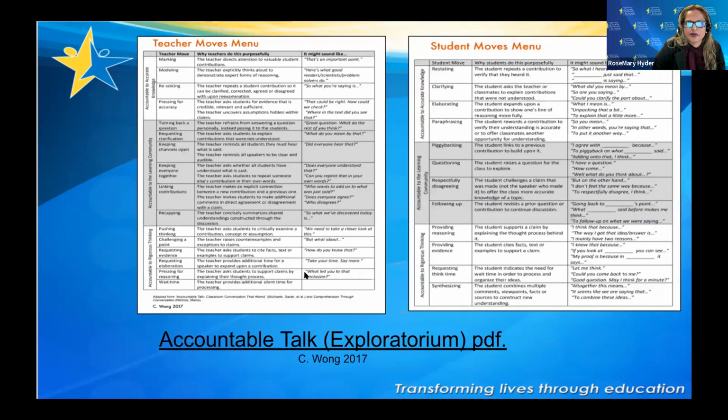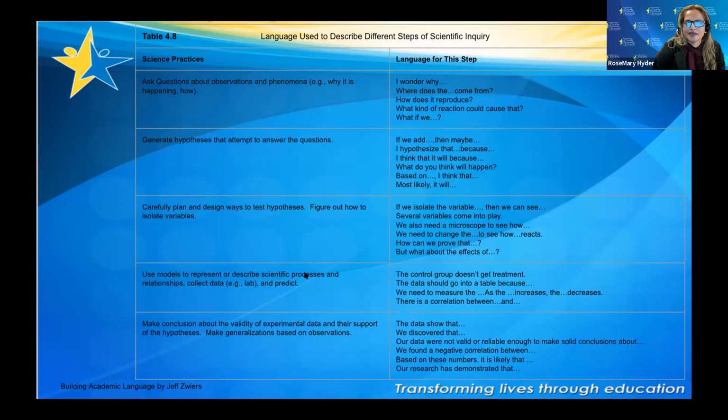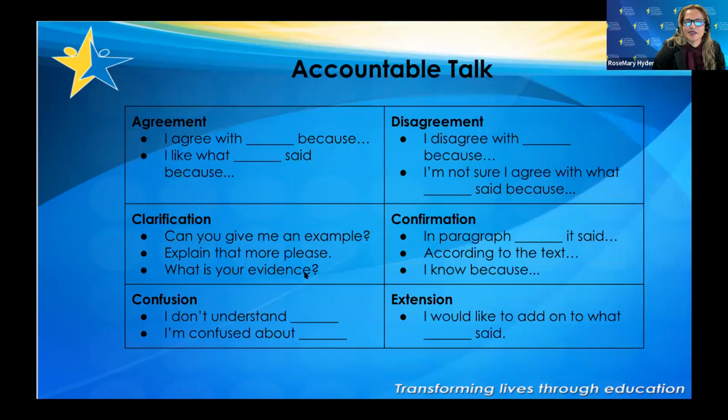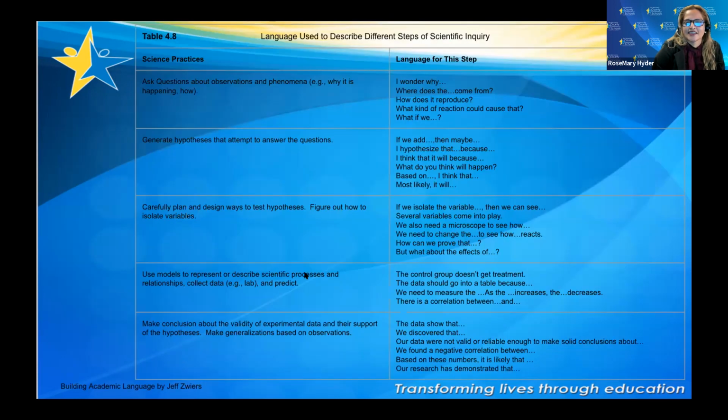If you go back, stay on that slide, Mariano. No, go back to the one we were just talking about. Right there. So I know Mariano talks a lot about phenomena. Ask questions about the observation and phenomena, and why is it happening, how? And again, frames that we have for those students to use academic language, and modeling that over and over again when they start speaking.